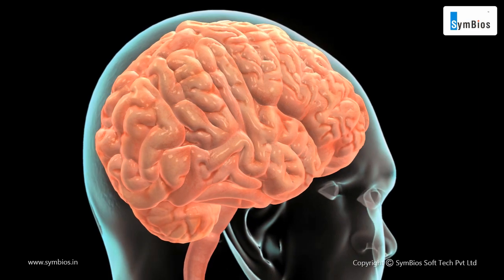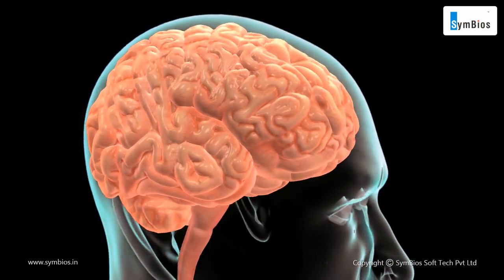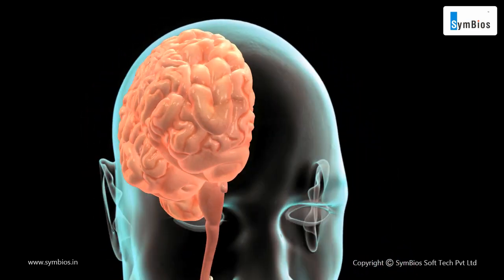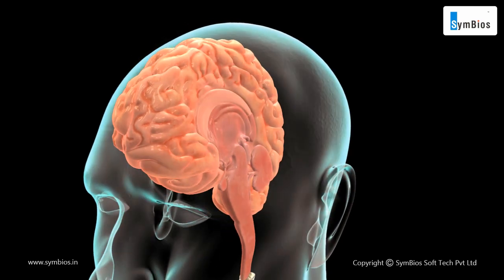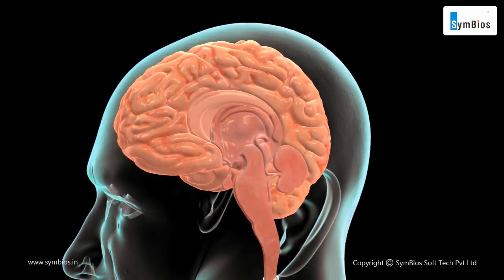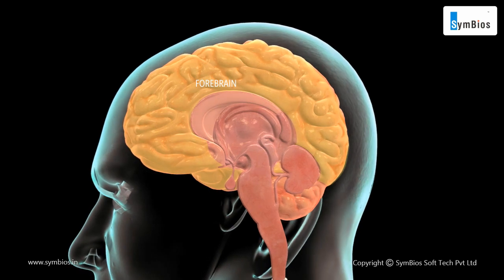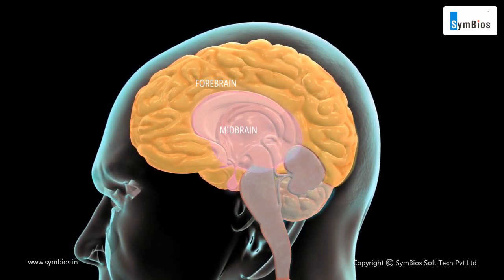Brain is a concentration of nerve tissue. This complex organ can be broken down into three main sections: the forebrain, the midbrain, and the hindbrain.